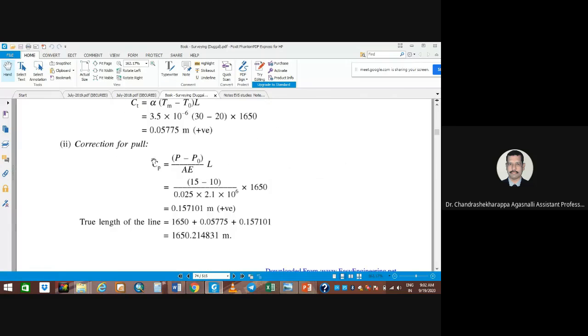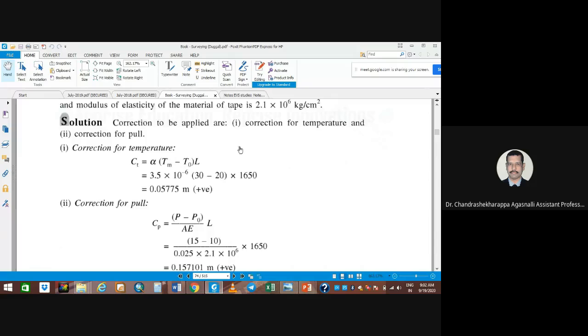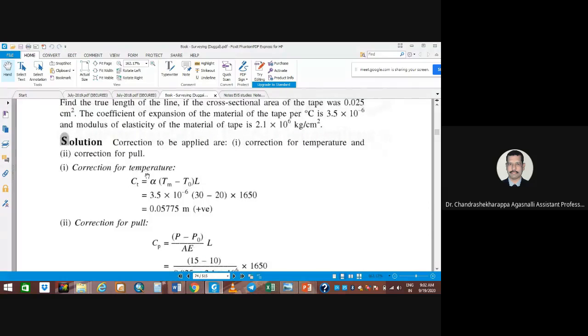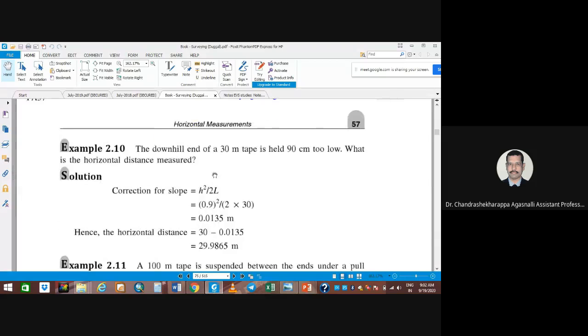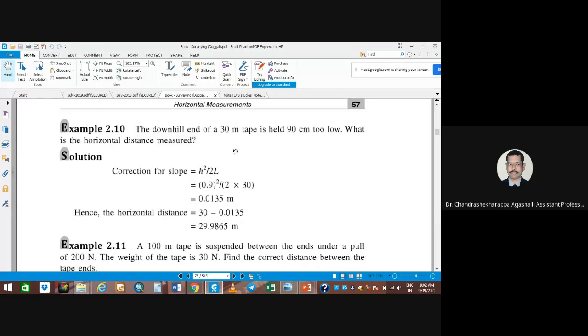Correction for pull is the same. We have the values here and we need to apply these formulas to get the pull correction. Cp is equal to (P minus P0) by AE, multiplied by L. All those values are here. Just apply those values and get the final true length of the line. This is a very simple one. Using those formulas, you can apply this.